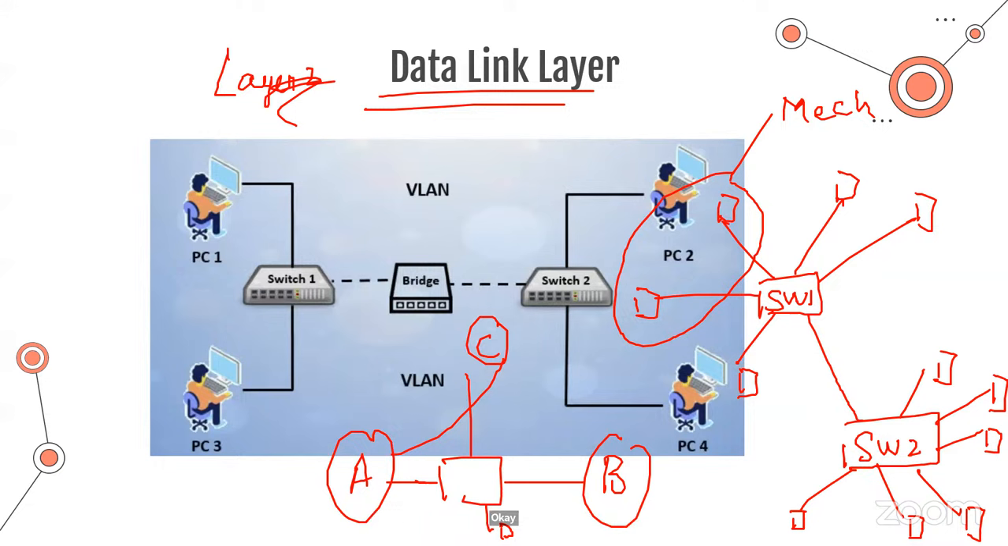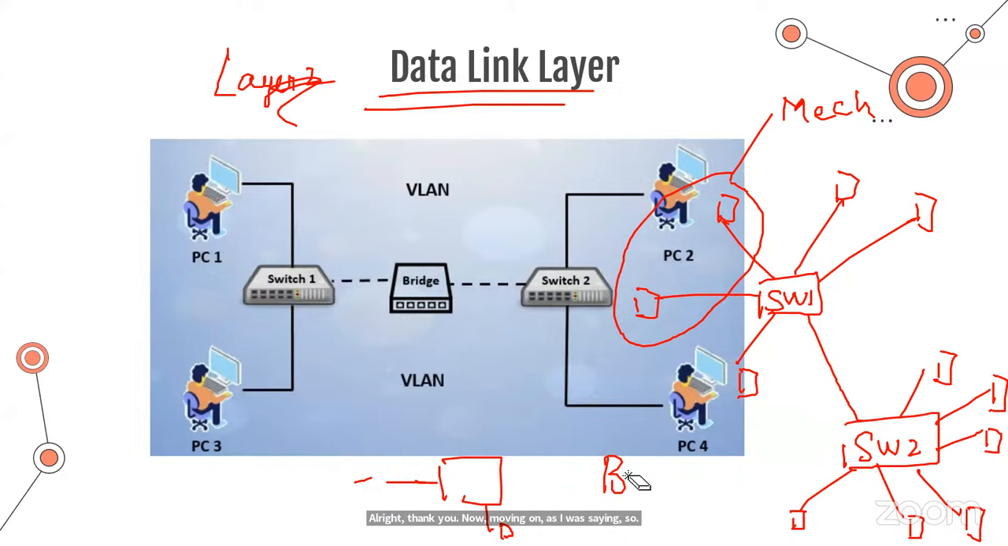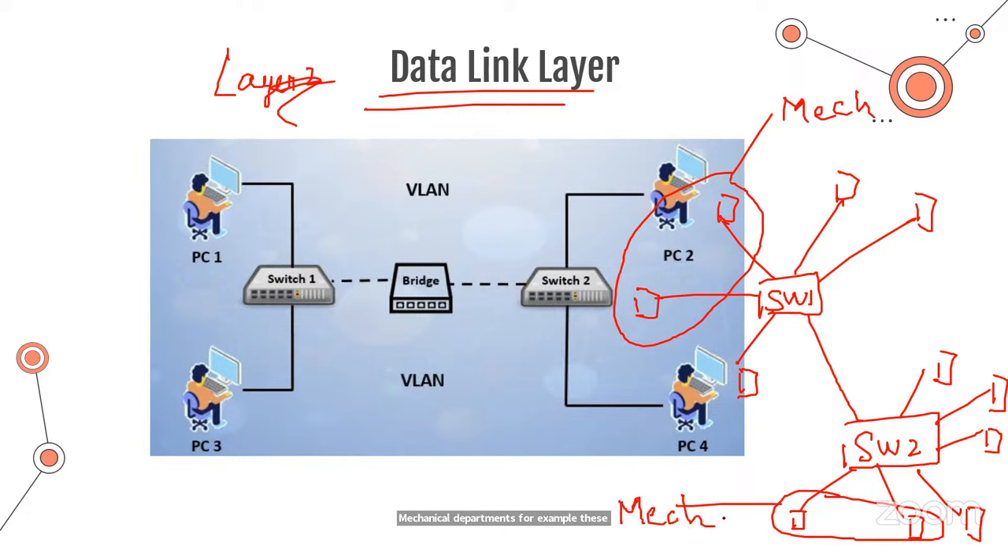All right. Now, moving on, as I was saying, IIT is a huge area, and these two PCs are in one corner and they are part of the mechanical department. Let's say Switch 2 also has PCs connected to it which are part of the mechanical department, for example these two. If PC number one wants to talk to PC number two here, all it needs to do is write the source MAC address and destination MAC address, and forward it. With two or three PCs, it's easy.